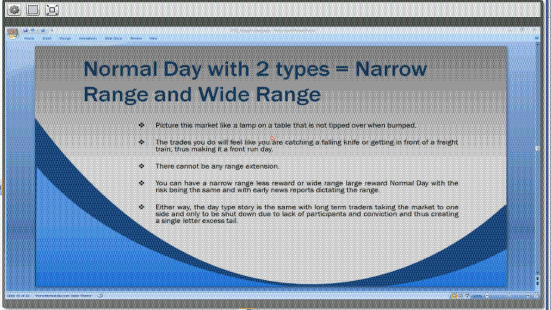Normal day, again, like a lamp on a table. Your trades are going to feel like you're catching a falling knife or getting in front of a freight train. It's a front run day. There cannot be any range extension on normal days. You can have a narrow range or wide range, as I mentioned. Either way, the day type story is the same. Long-term traders are taking the market to one side, only to be shut down due to lack of participants and conviction, and thus creating that single letter tail.